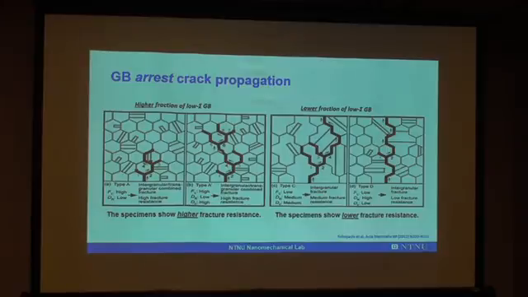However, there are always some different voices. In this study, the authors found that if a specimen has a higher fraction of low sigma grain boundaries, the specimen will show higher fracture resistance. In contrast, if the specimen has a lower fraction of low sigma grain boundaries, it will show lower fracture resistance. Thus, the conclusion is that the low sigma grain boundary will impact the crack propagation.